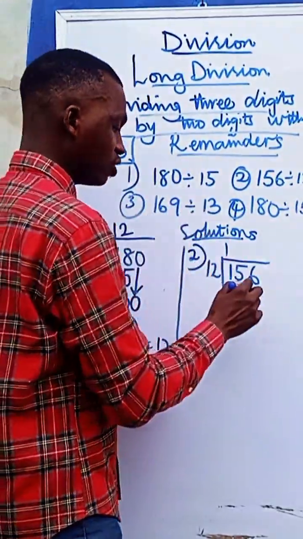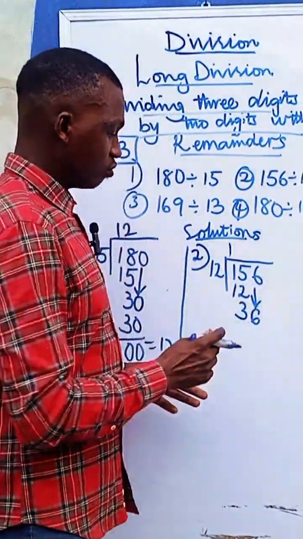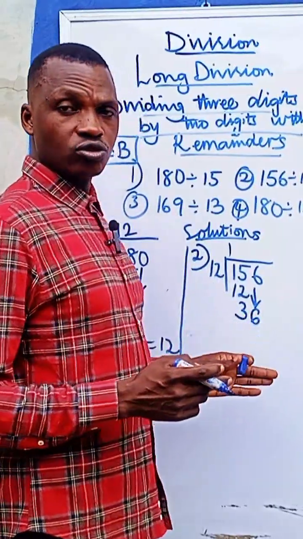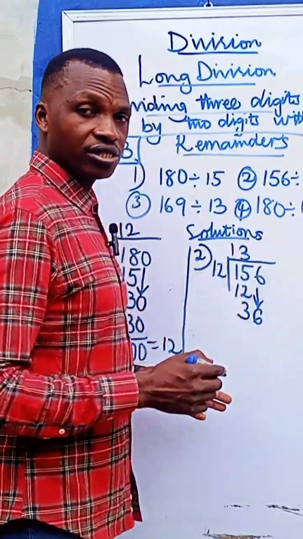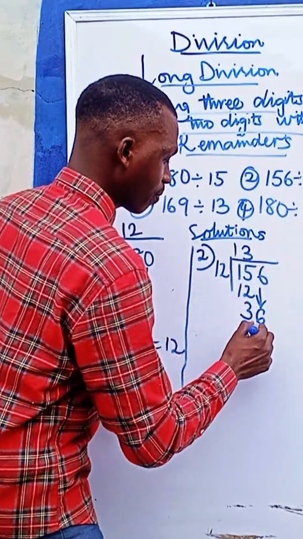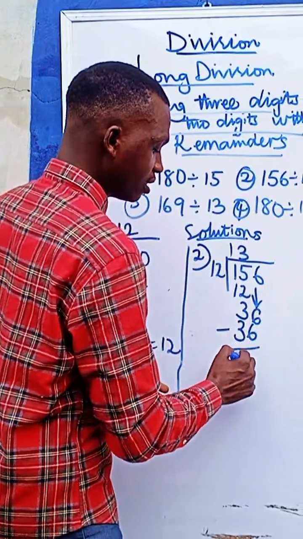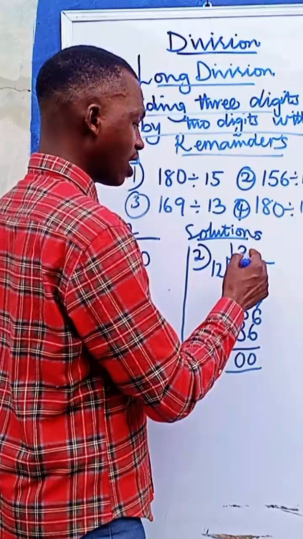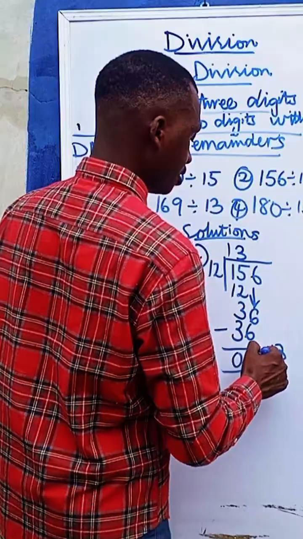Then to the last step, which is what? Bring down the next number, which is 6. Then we say 12 in 36. 12 in 36 will give us 3, because 12 times 3 is 36. So 12 times 3 is 36. Then what do we do? We subtract. So we know 36 minus 36 will give us 0. So our answer is absolutely 13.